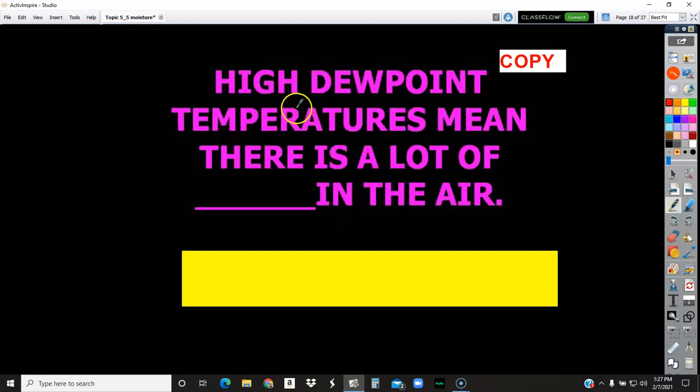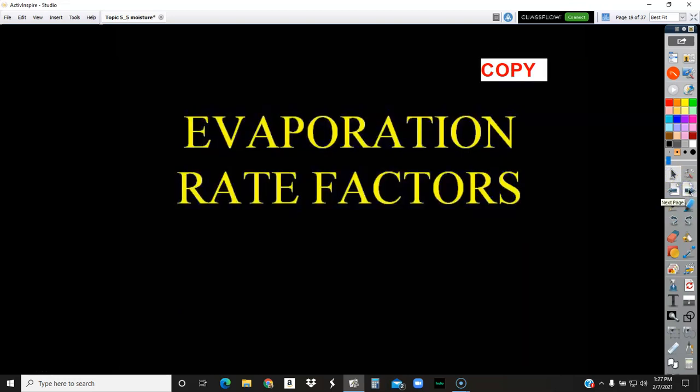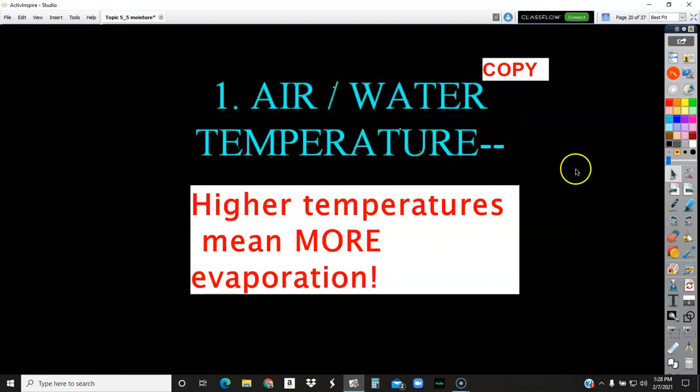All right, so high dew point temperatures mean there's a lot of moisture in the air, a lot of water vapor. All right, some factors that affect evaporation, how quickly water will evaporate from the surface of the earth. Some of this is common sense. So temperature of the air and temperature of the water, right?